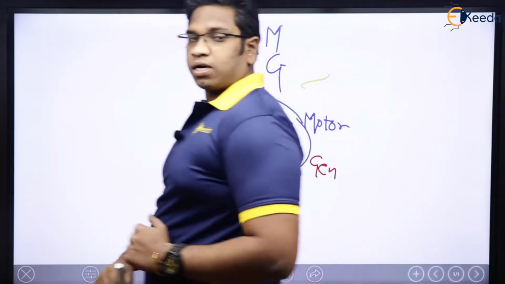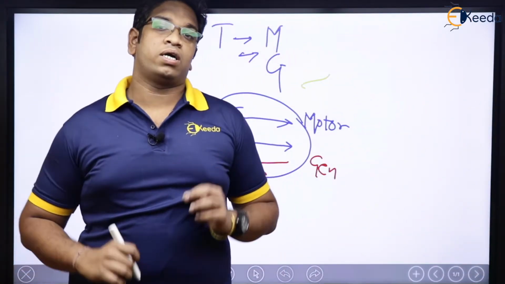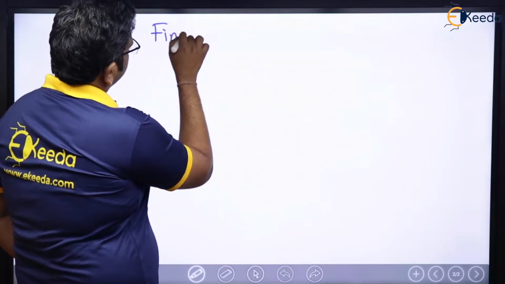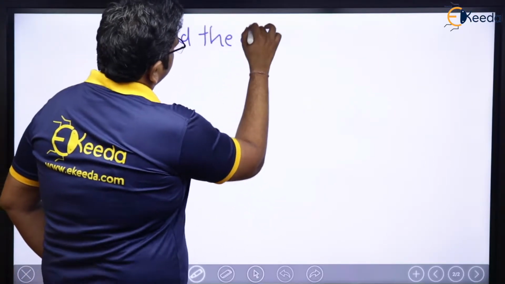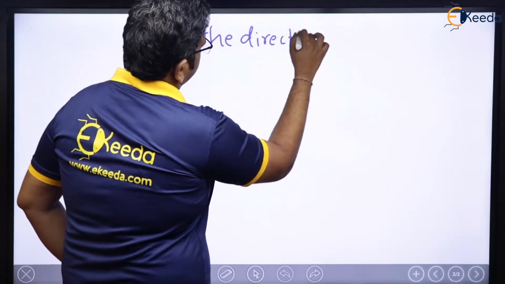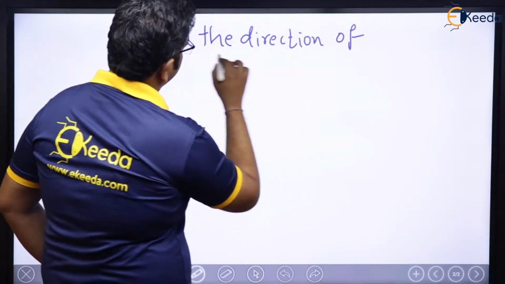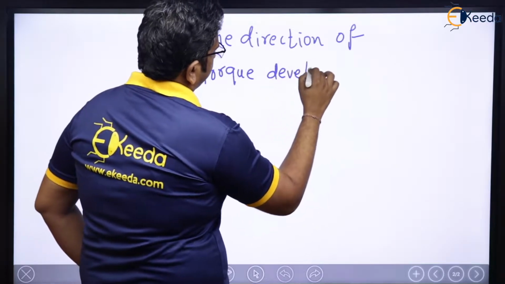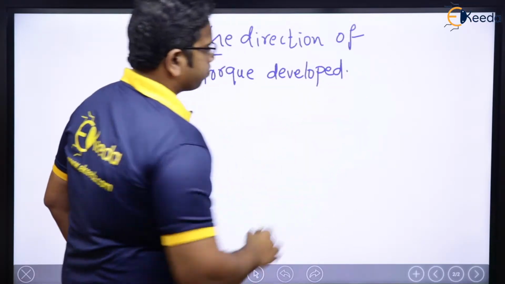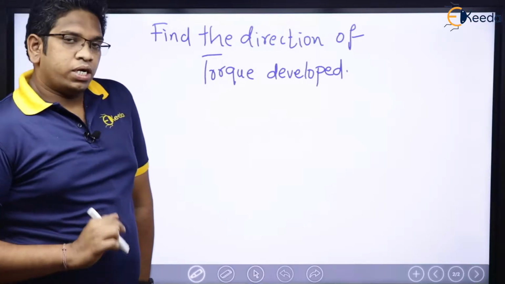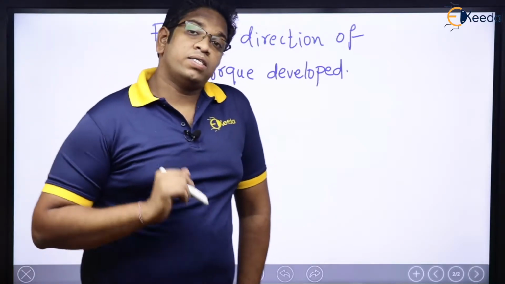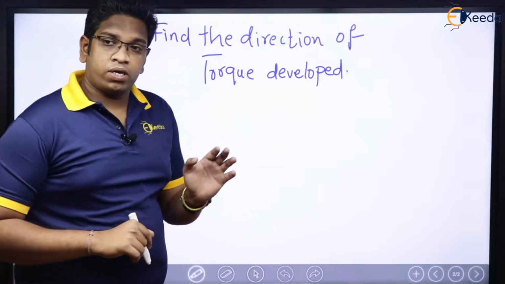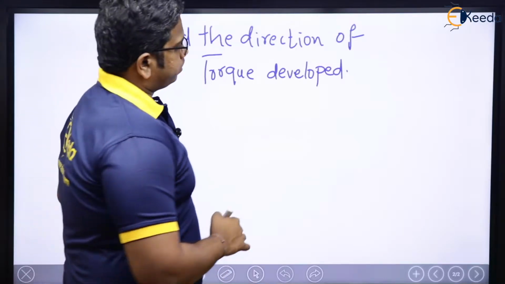Now we will be discussing how to find the direction of torque developed. Basically, in this session we are going to find the direction of torque developed, right? So now we know that torque will be there in case of motor as well as in case of generator. But whenever torque is produced, we call it a motoring action.